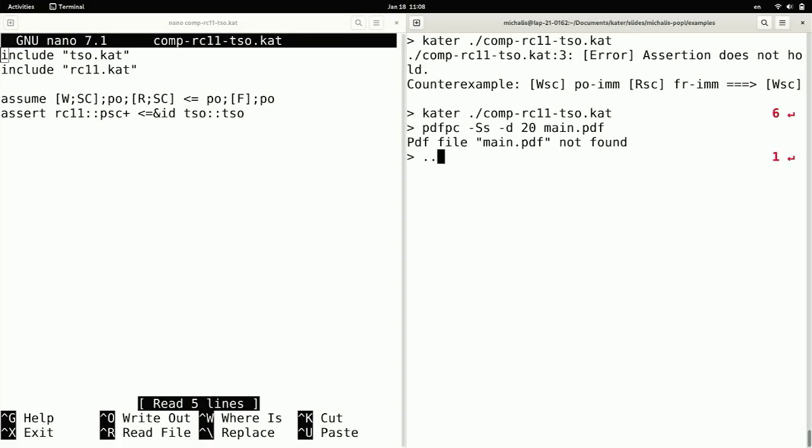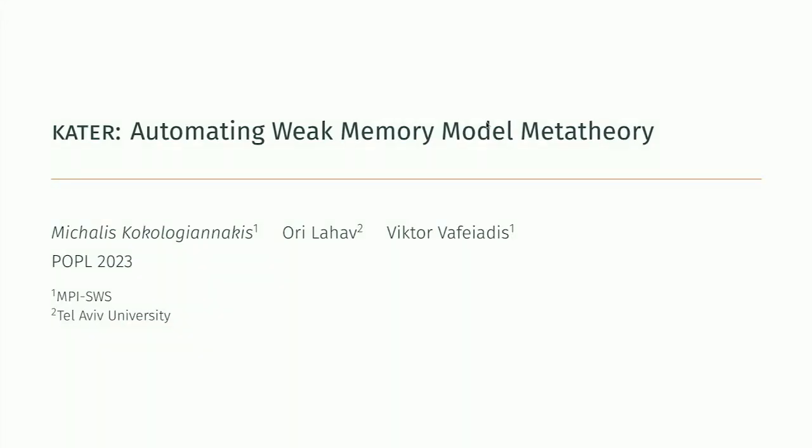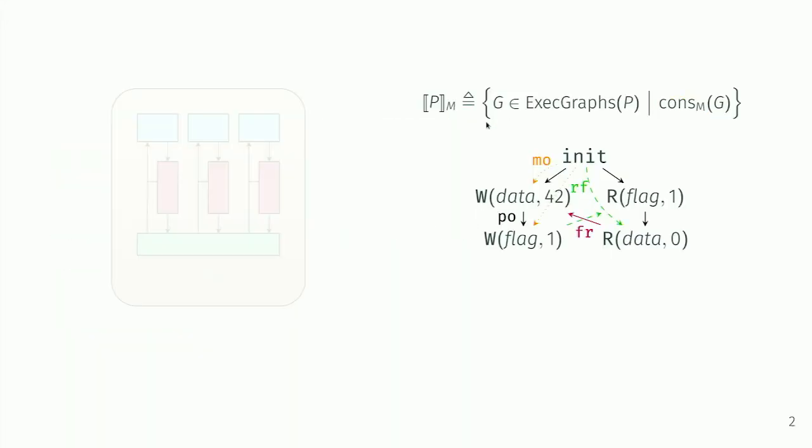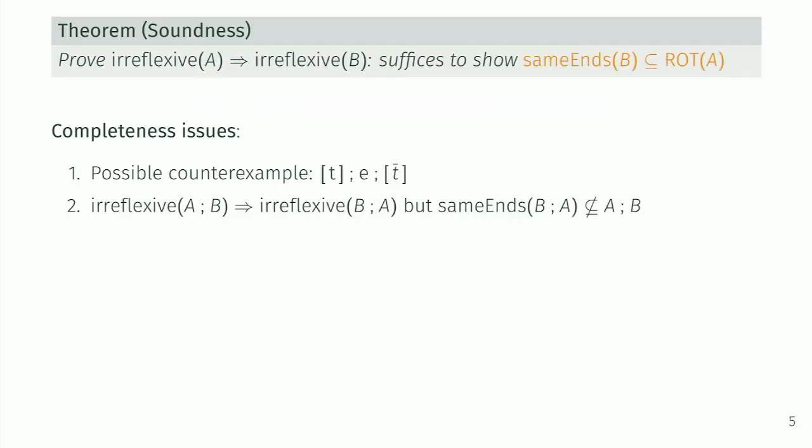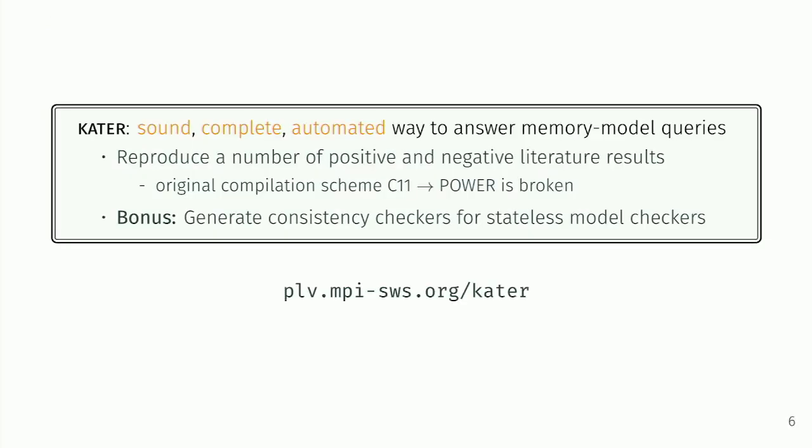So this is all I had. I've presented Cutter, which is a sound, complete and automated way to answer these sort of memory model meta-theoretical questions, which boil down to implications. Using Cutter, we managed to reproduce a number of positive and negative literature results. And as a bonus, for which I didn't talk about, but this is in the paper, if you're interested, please go ahead and take a look at the paper.